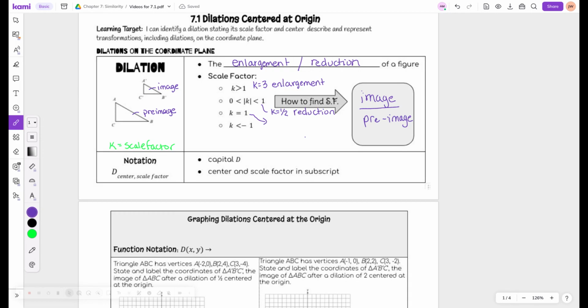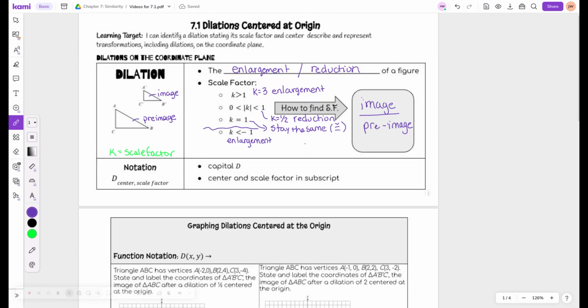If K is equal to 1, then the image will stay the same, because that will create an image that is congruent. Think about it: if you multiplied anything by 1, it would remain the same. If K is less than -1, that's a fun situation. What happens is it's an enlargement, and it's also a reflection because the image will be flipped from its original. We won't study those too often.